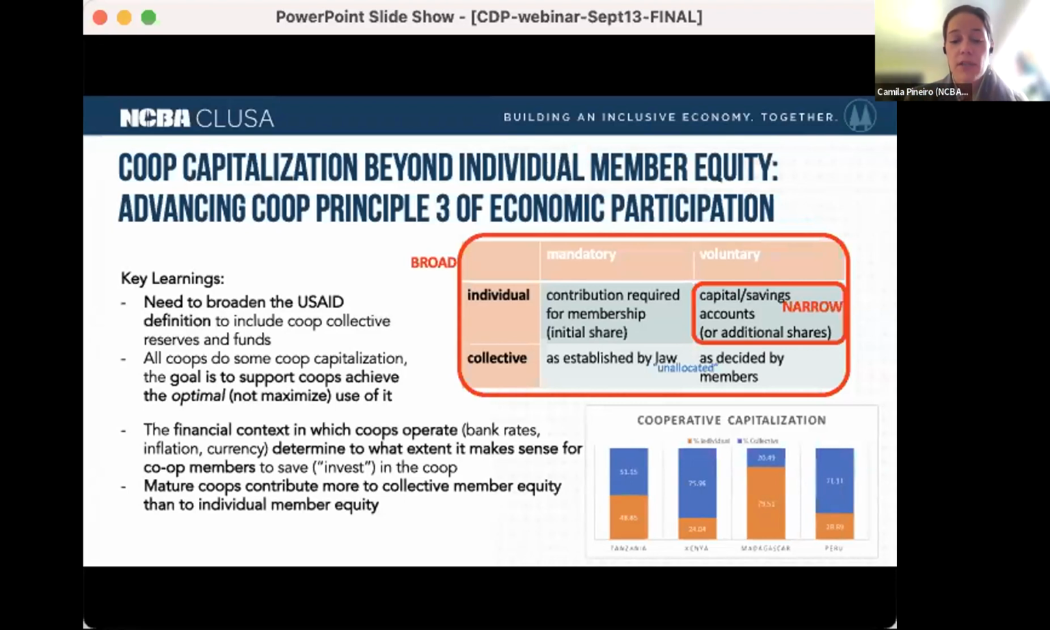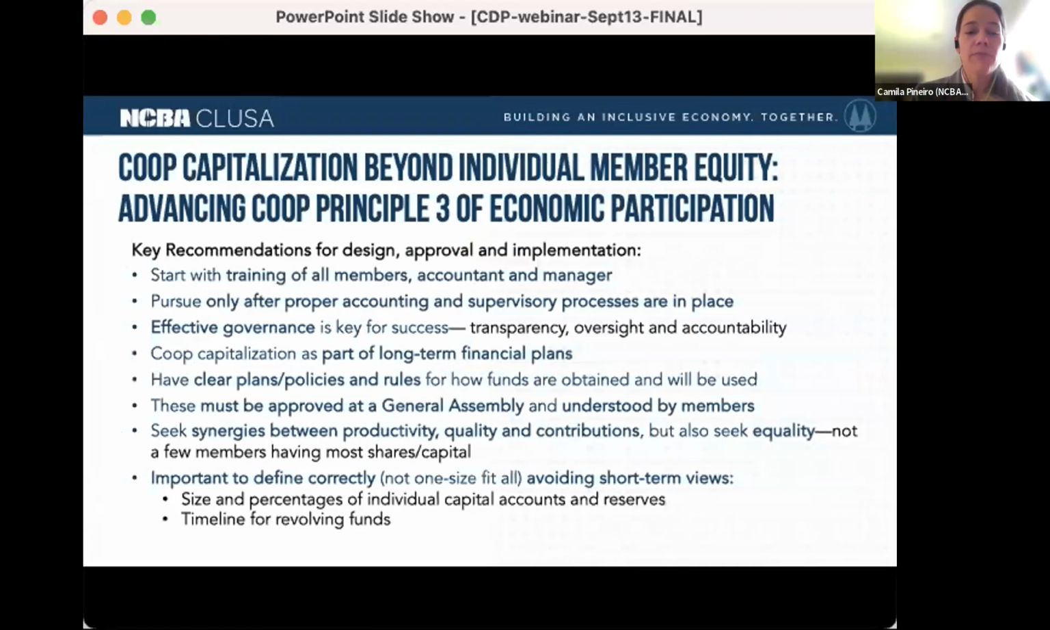As in the next slide, and that's my last slide, these are some recommendations that you can see later for the process of member equity or cooperative capitalization. I'll leave that for people to see later.